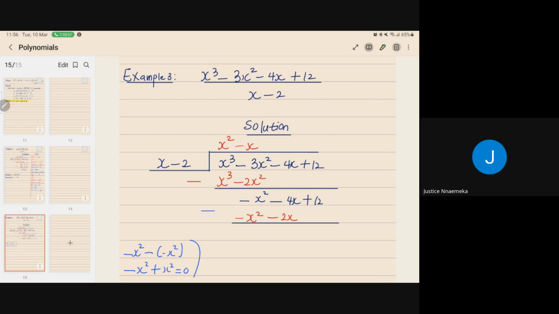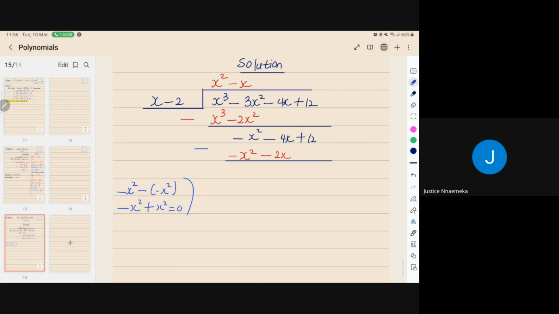Now the next one that I have here is what? Minus 4x plus 2x is equal to what? Negative 2x. Is that not so? Yeah. So I'm going to have negative 2x plus 12. Do we agree? Okay, there's a thumbs up there, which means they agree. Now the next part here, 2x divided by x, that will give us an x, right? So I'm going to write a negative x actually, not just x.